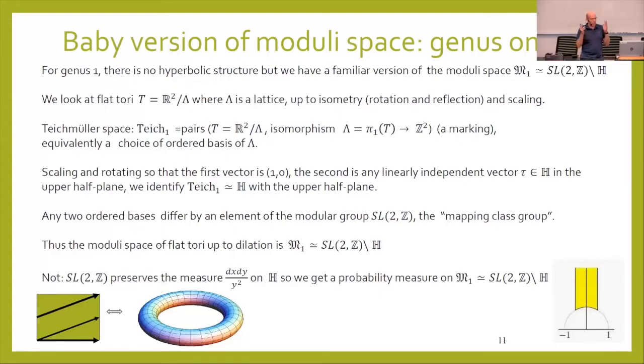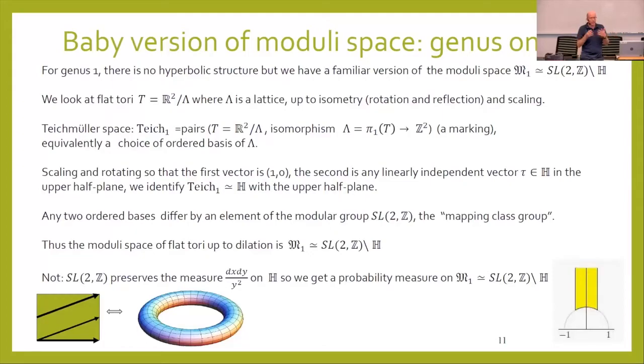So you look at the flat torus, meaning a lattice, with a choice of basis for that lattice. So that's a bigger space. It's called the marking. And then after scaling and rotating, you can get the first basis vector of the lattice to be just a standard unit vector. Then the second would be any other vector that's linearly independent. And after reflecting, you can assume it lies in the upper half plane. And therefore, this Teichmuller space is just the upper half plane.